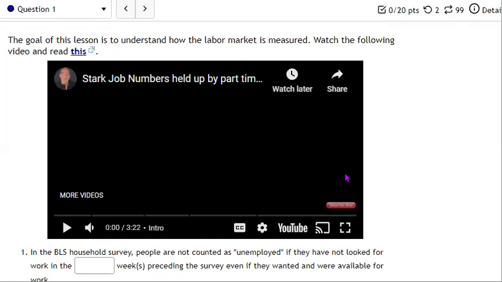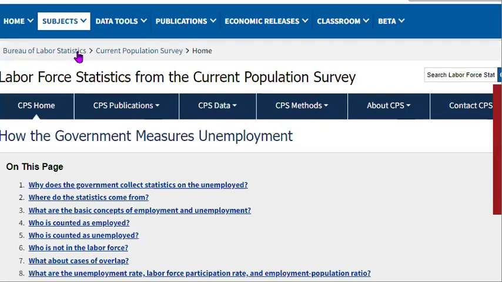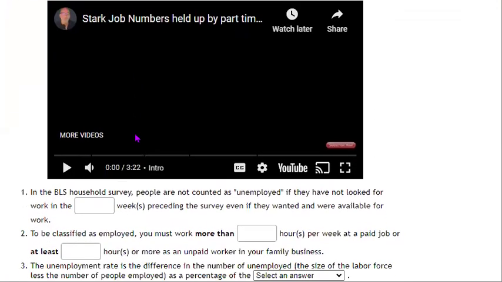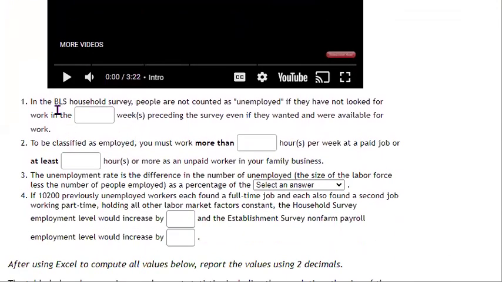All right, the goal of lesson one in chapter 12, unemployment, is to understand how the labor market is measured. What I want you to do is watch this video first and then read this article here. So you want to click on that and read this. And when you do both those, you'll find the answers to questions 1, 2, and 3.